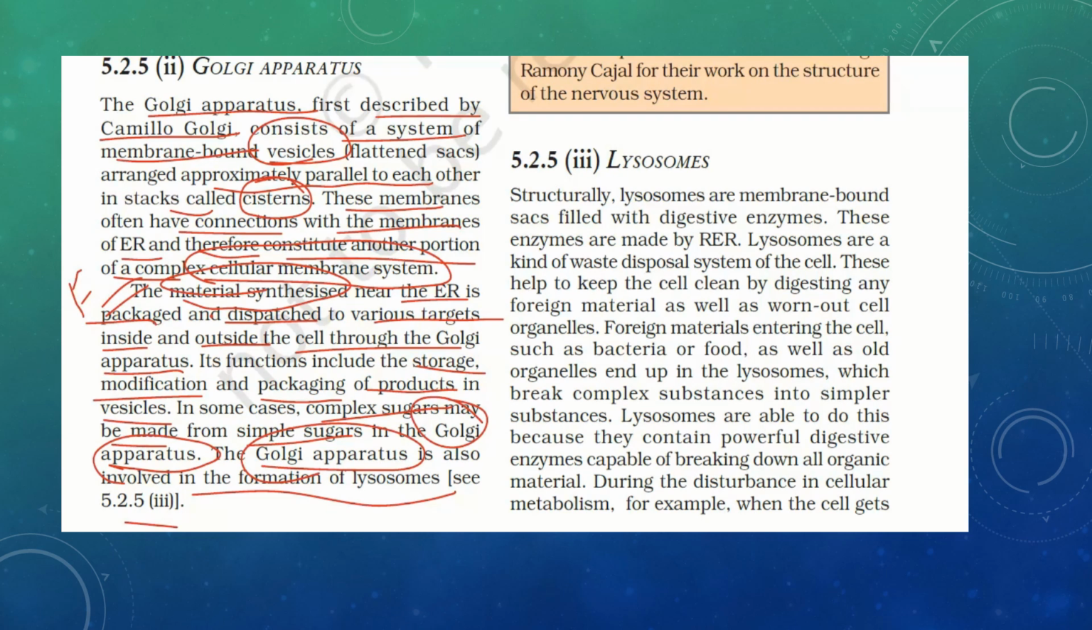So there are primarily 2 or 3 functions of this Golgi apparatus, right? First is to package and dispatch the materials formed in the endoplasmic reticulum, then the modification and packaging of the products in the vesicles, and storing the particles also.